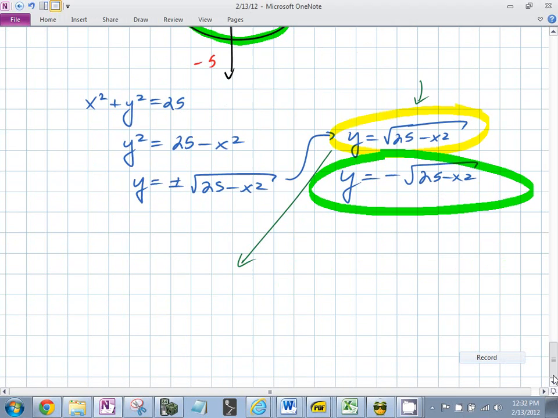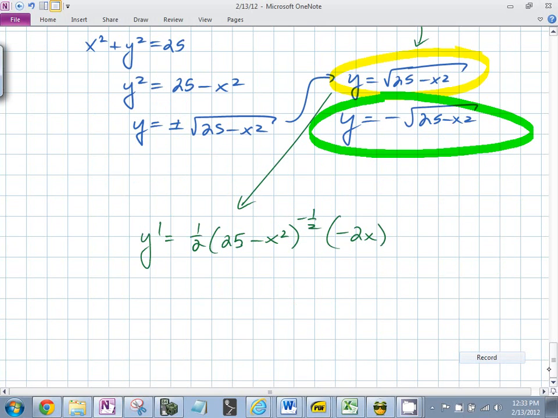What rule are we going to use? Chain rule. So y prime is going to equal 1/2 of 25 minus x squared raised to the what power, times what? Negative 2x. What cancels? Yeah, y prime in terms of x is going to be equal to negative x over the square root of 25 minus x squared. That's what it comes down to.